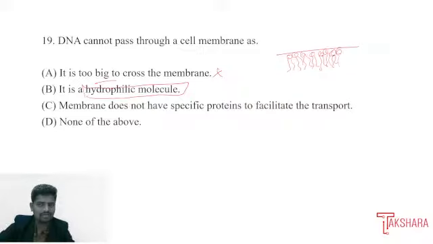Okay, this is the lipid bilayer system. Here there is a hydrophilic head, and the tail is of hydrophobic nature, that is what we are seeing. So DNA is a hydrophilic molecule, and DNA cannot pass through because of that.